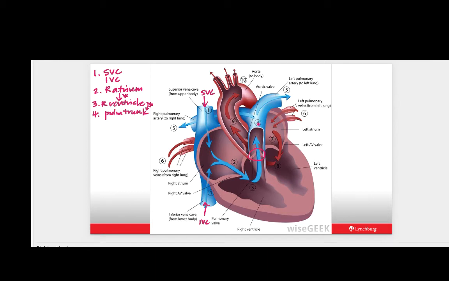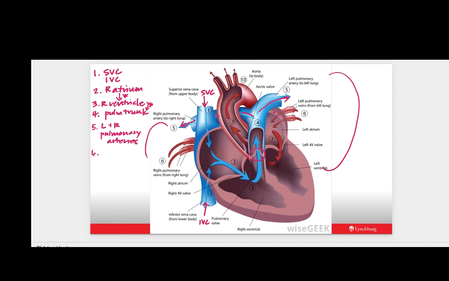Pulmonary trunk is going to then bifurcate into left and right pulmonary arteries, and that's indicated by number 5. So left and right pulmonary arteries. Okay, and so that's here. Left pulmonary artery going to the left lung, so left lung would be on this side. Here's our right pulmonary artery going to the right lung, which would be on this side.